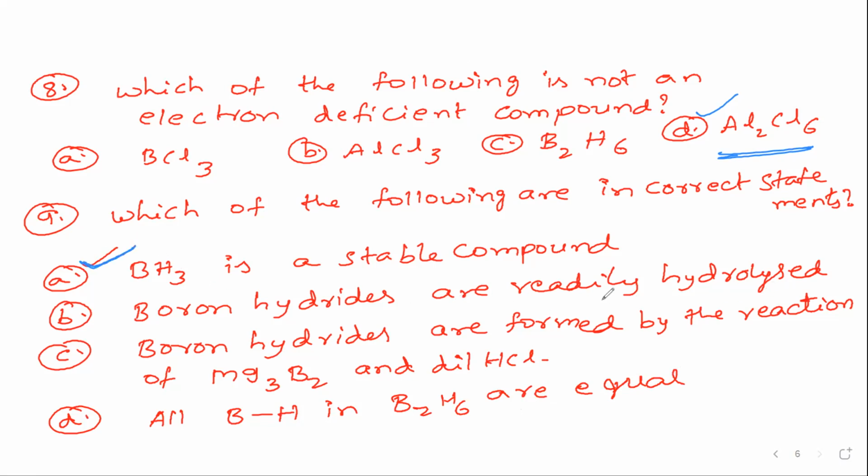Boron hydrides are readily hydrolyzed is correct. They are formed by the reaction of Mg3B2 and dilute HCl, which is also correct. And all BH bonds in B2H6 are equal is wrong. So options A and D are wrong statements. Questions like these are definitely expected.